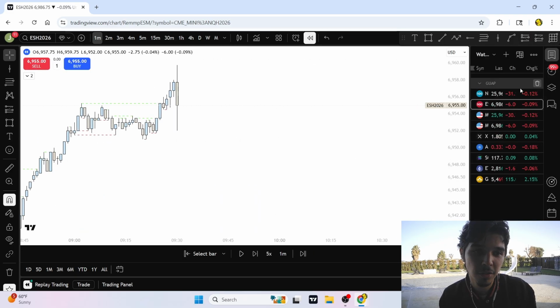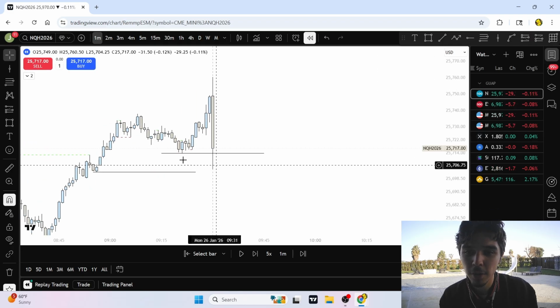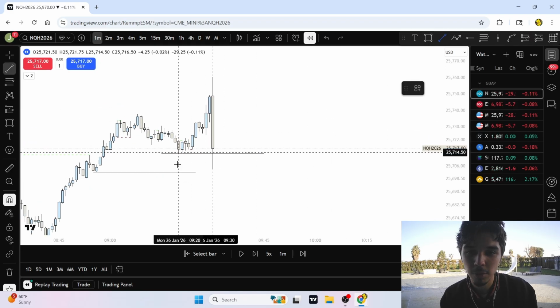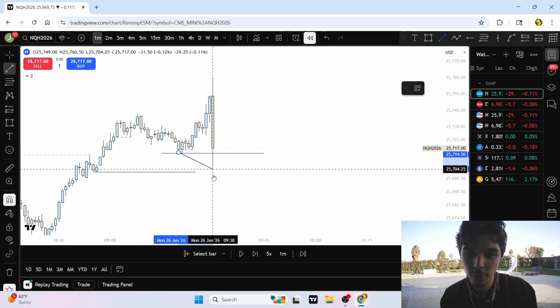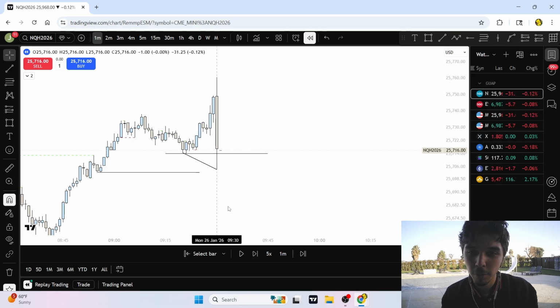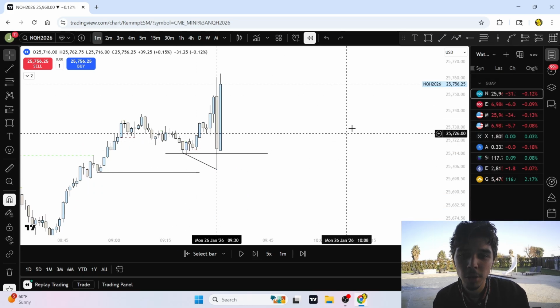As you can see, ES is still up here. So not only do we have a sweep and manipulation lower, but we also have an SMT, right? Further giving us confirmation that we want to go higher, right? So now we're just waiting for that rejection candle. We get that rejection candle.